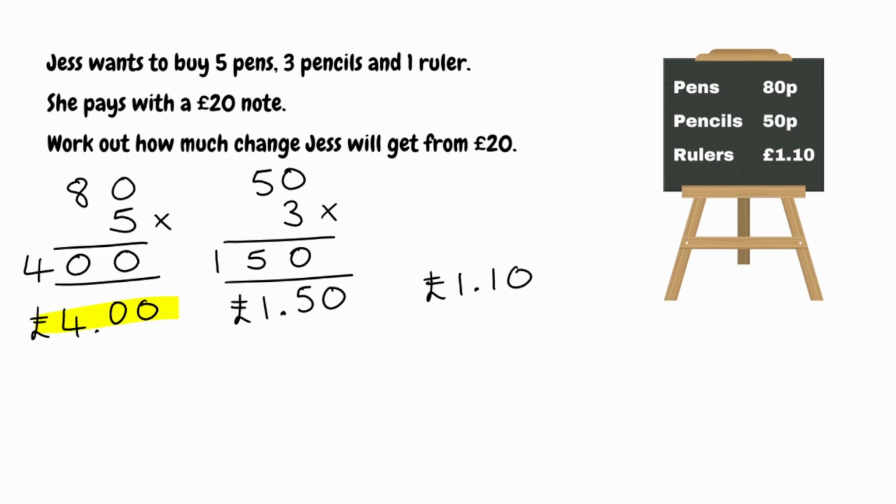So she spent £4 on the pens, £1.50 on the pencils, and £1.10 on the ruler. So now all we have to do is add these together. So we've got £4, £1.50, and £1.10.